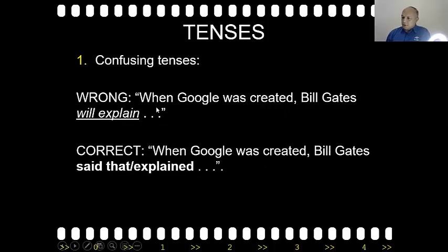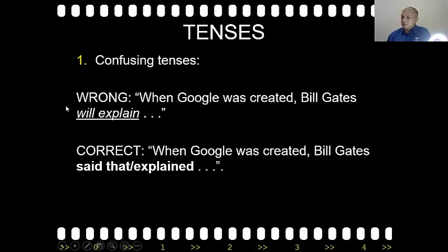The students wrote something like this. When Google was created, Bill Gates will explain. Yeah, very confusing, right? When Google was created, okay, something that happened in the past. We know that Google was created about 20 years ago. Yeah, so it should be expressed in the past simple, okay?